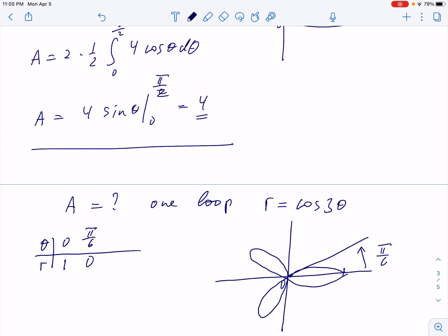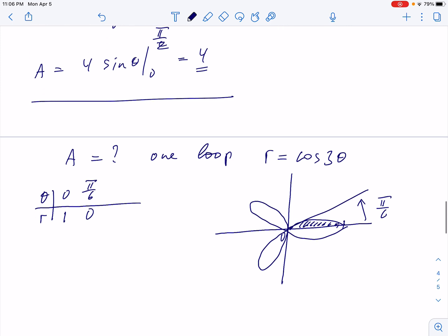Very roughly, 3 petals which are identical. One loop is 1 petal. What I have graphed using my very short table is half of a loop, only this part. And we can compute the area of this small part, and then multiplying by 2 we get the area of one loop. If you multiply again by 3, you get the entire surrounded area.